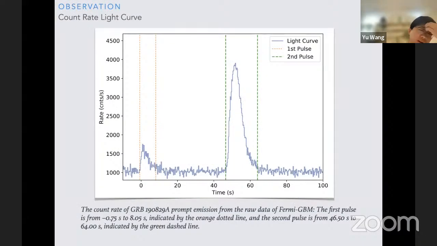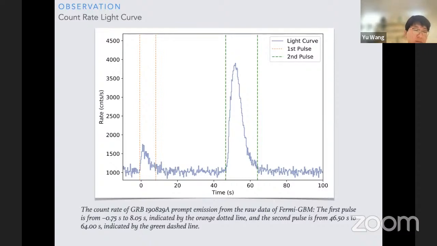So this GRB 190829A is the fourth closest gamma-ray burst to date. Its redshift is 0.08, so it's less than 0.1, very close by. And because it's very close by, it underwent one of the most extensive observation campaigns, including Fermi and Swift for the keV and MeV observation, and a lot of satellites and telescopes like GTC and ground-based ones for the optical and infrared observation, and especially HESS, the very high energy observatory, which observed TeV ultra-high-energy photons.